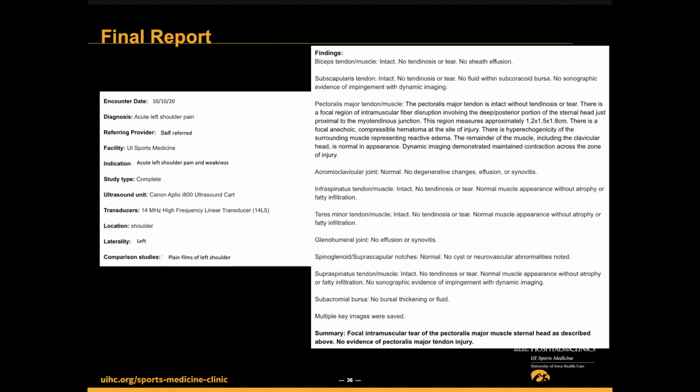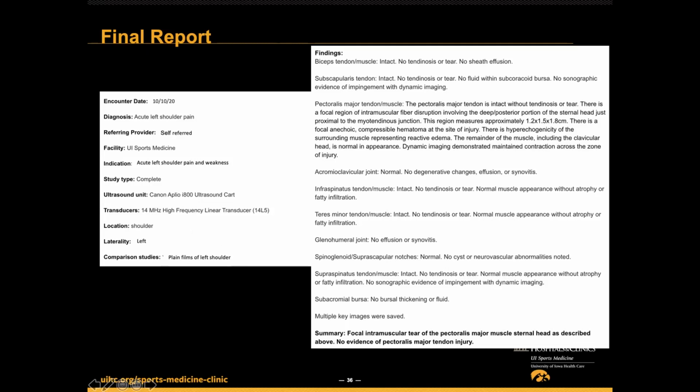So finally, putting it all together in our report, I'm not going to read through this because we've already been through most of this so far. But again, putting the diagnosis of why he was referred, he was self-referred in this case, making note of what transducer and what ultrasound machine you used if you have multiple, what type of study this was, and then any comparison images. In this case, we only had plain films to look at.